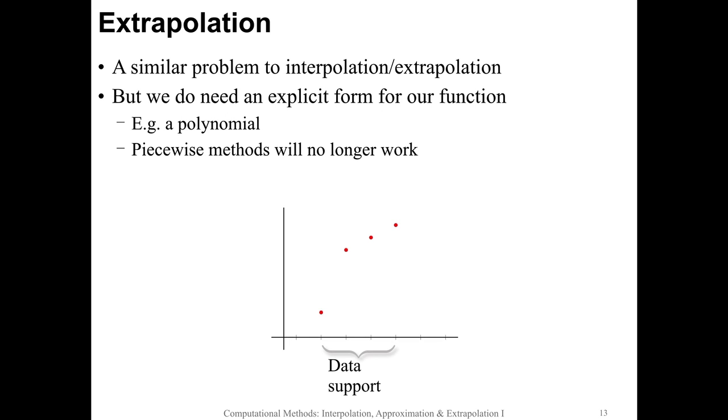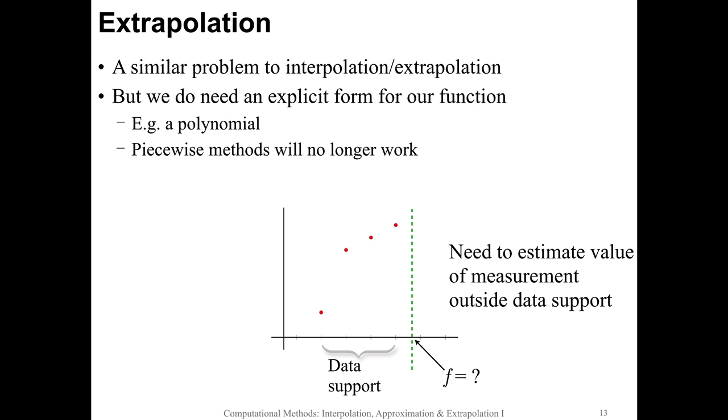So here's an example to show some measurement values, and the locations where those measurements are taken, that defines the support of our data. And what we're going to need is to be able to find a function that we can evaluate our estimate at outside the area of the data support, beyond the range of the original data.